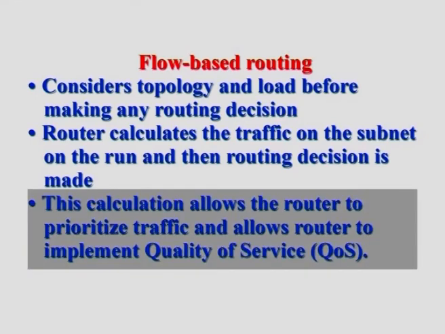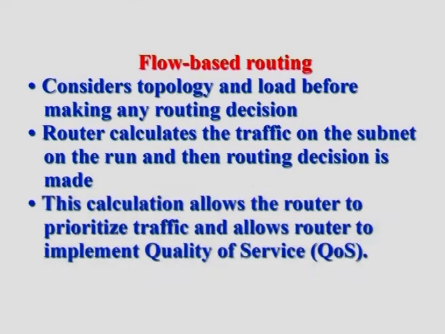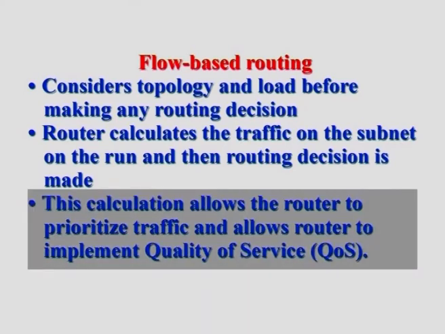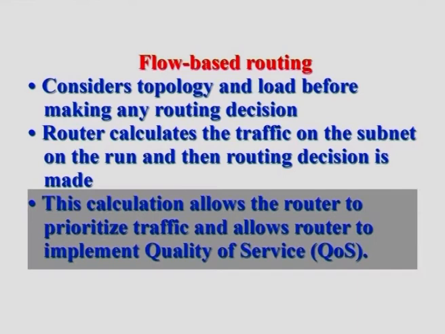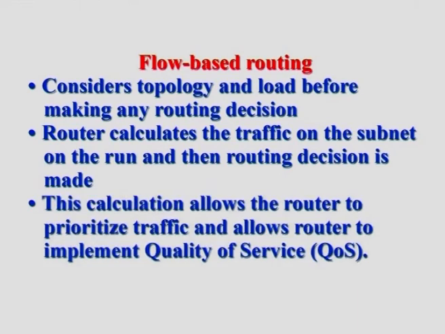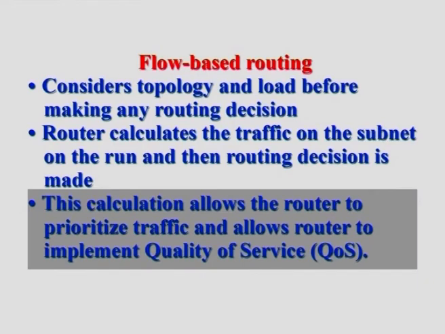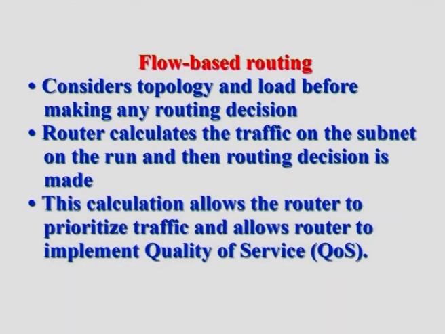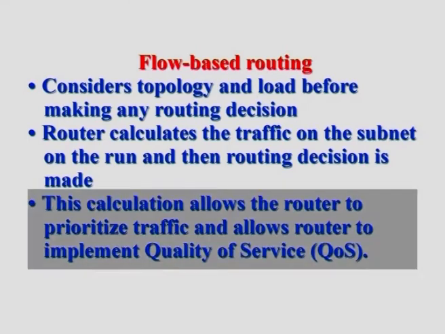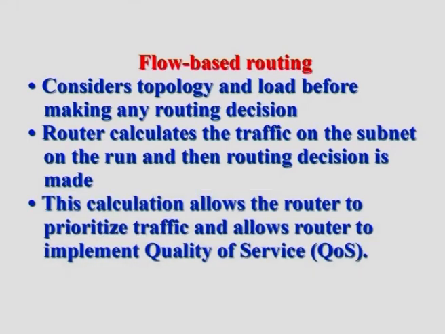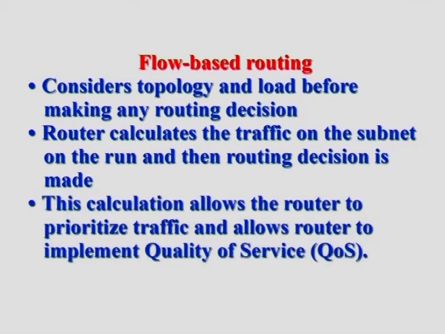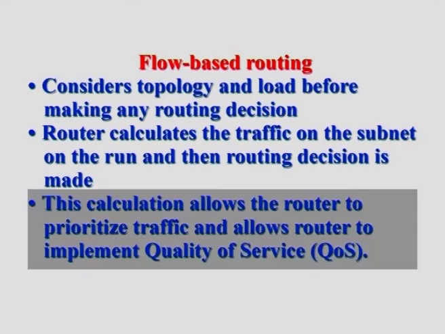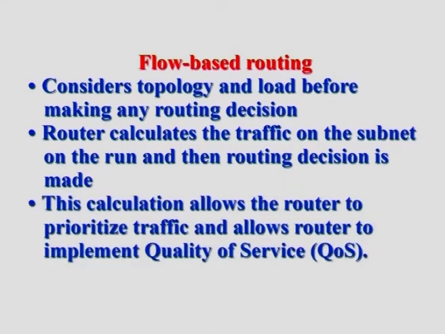From the mean delays on all the lines, it is straightforward to calculate a flow weighted average to get the mean packet delay for the whole subnet. The routing problem then reduces to finding the route that produces the minimum average delay for the subnet. This calculation also allows the router to prioritize the traffic and implement quality of service, commonly known as QoS. The router evaluates traffic based on an ID, route, time of receipt and rate of flow.